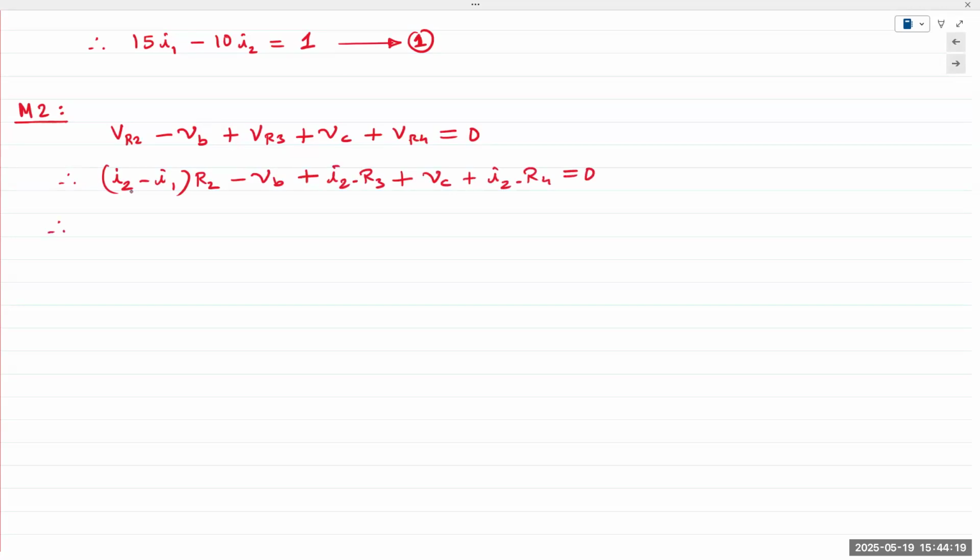Plug in all the known values. R2 is 10 ohms, so 10 times I2 minus 10 times I1 minus VB is 9 volts plus R3 is 5 ohms. And what I'm going to do is I'm going to combine R3 and R4 because they are technically in series, or would be in series. They're in the same series branch on the right.